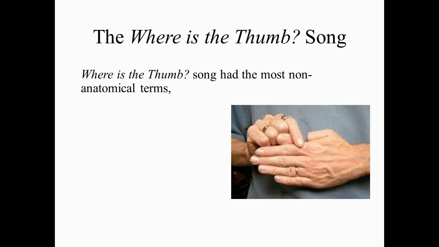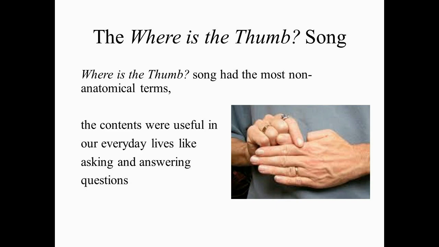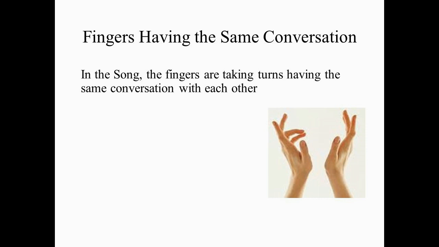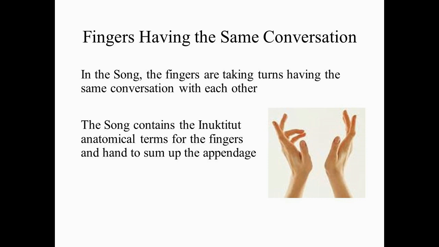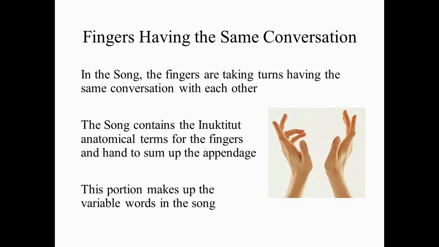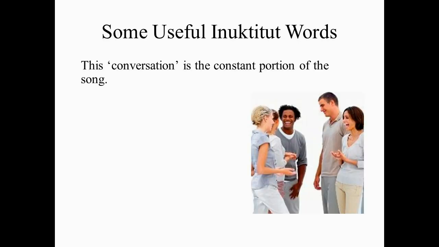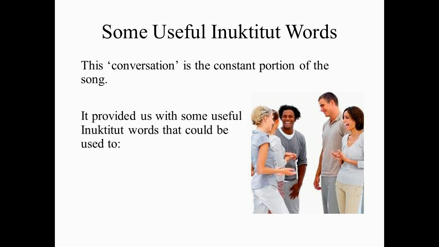Where the thumb song had the most non-anatomical terms, the contents were useful in our everyday lives, like asking and answering questions. In the song, the fingers are taking turns having the same conversation with each other. The song contains the Inuktitut anatomical terms for the fingers and for the hand to sum up the whole appendage. This portion makes up the variable words in the song. The conversation is the constant portion of the song. It provides us with useful Inuktitut words that could be used to play a game and as a conversation starter.